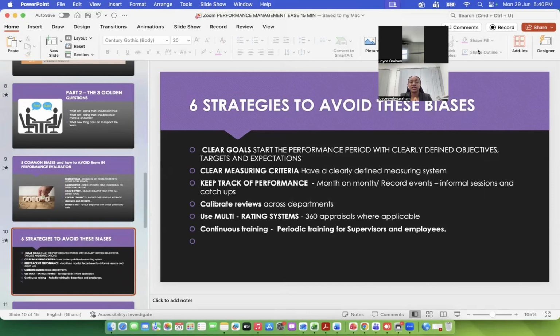Great. So clear goals is number one. Start the year with goals, objectives, KPIs, and targets, and mark out exactly how you're going to measure them. So that takes us to number two, clear measuring criteria. Are you measuring them weekly? So you submit a weekly report by every Friday, and then you're able to track it.